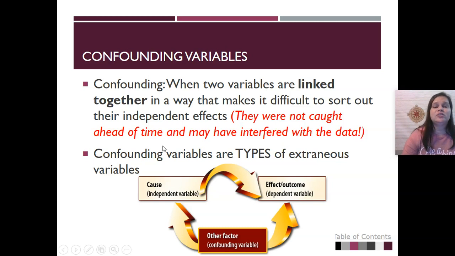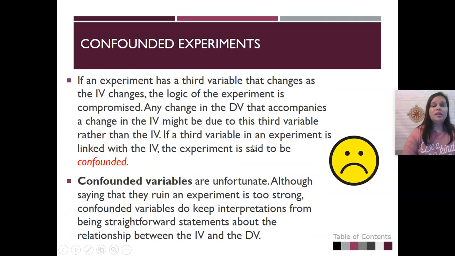So when the variables were linked, it was not caught ahead of time and it may have interfered with our data. When we have a confounding variable, we say the experiment has been confounded, that there's been a third variable or maybe even multiple variables, and we cannot distinguish which one was the cause of our dependent variable. So confounding variables are unfortunate. They don't necessarily totally ruin an experiment. In this case, it probably would have, but sometimes it's a small confounding variable. And we wouldn't say that all of our research is useless, but we would need to document it.